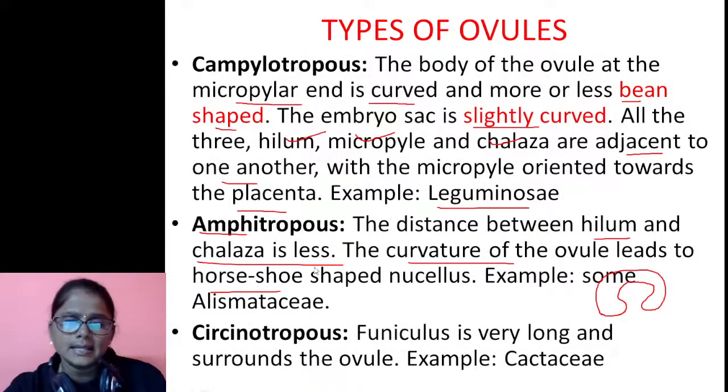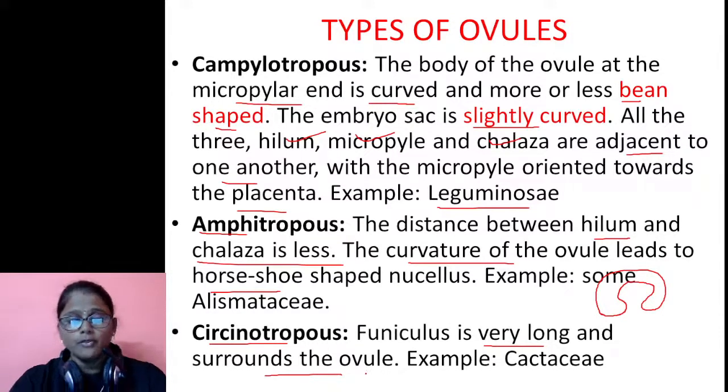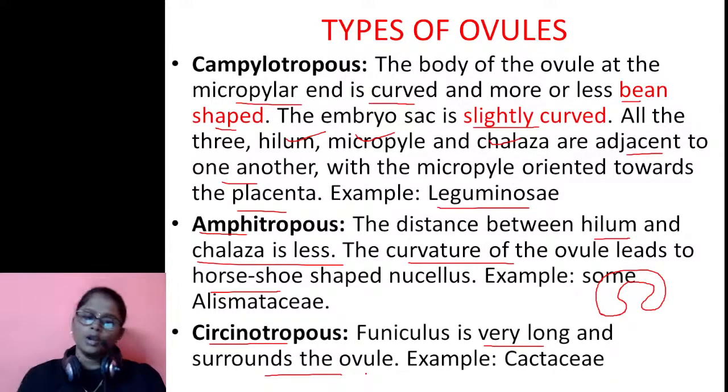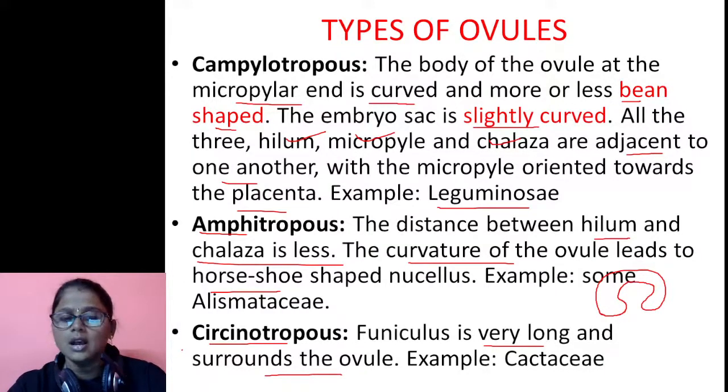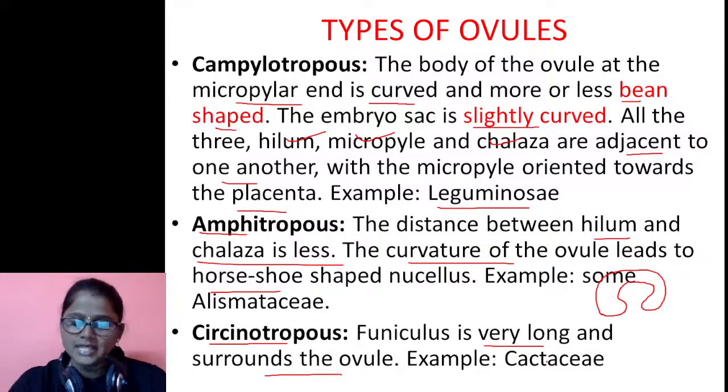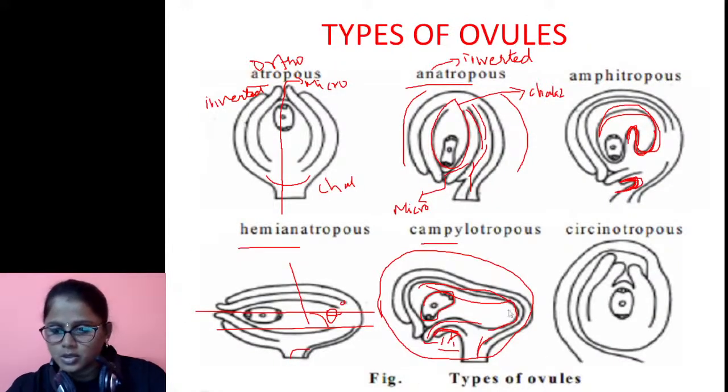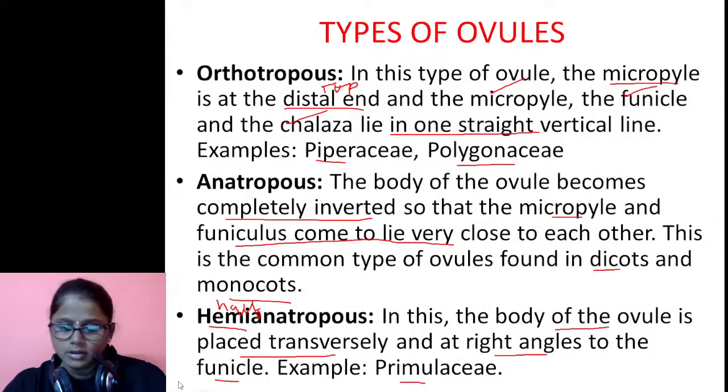And the last type is called circinotropous. In the circinotropous, the funicle is very long and surrounds the ovule. The funicle will be so long that it goes all the way around the ovule. So that type of ovule is called circinotropous. An example is Cactaceae. So here you could see that. Look at the funicle. Just a minute.